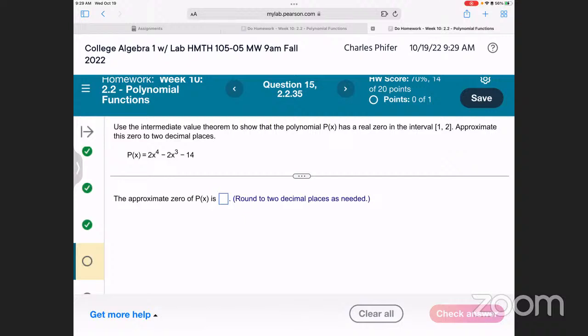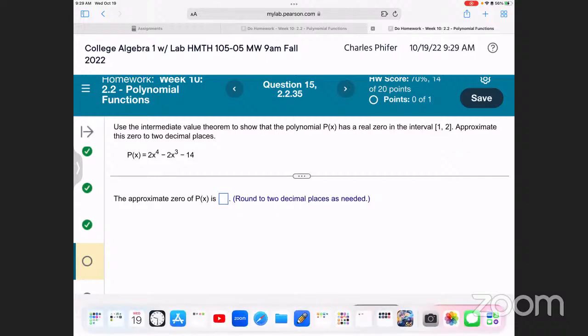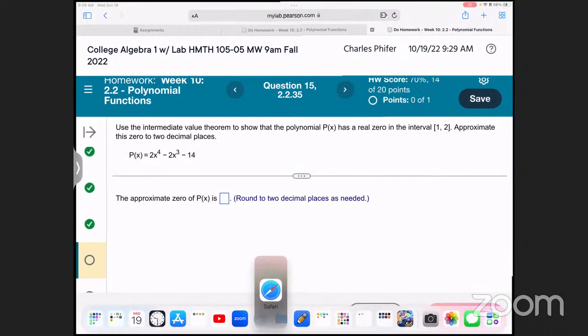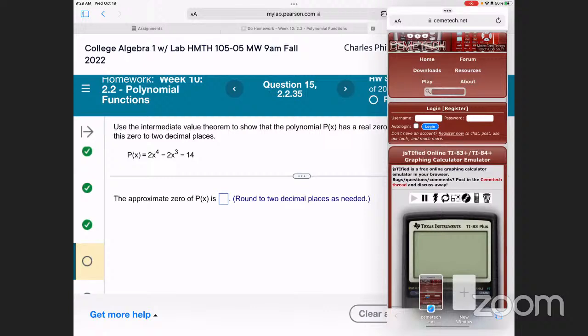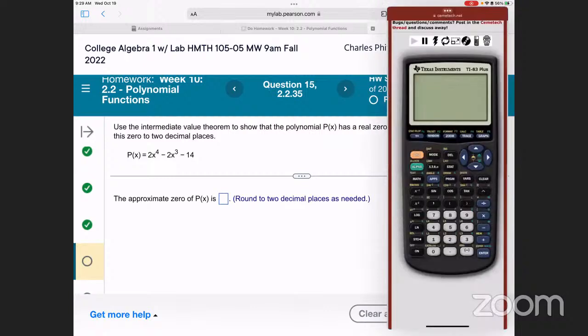So I think I'm gonna just use my calculator. I can have it here. Okay. So let me refresh and reload. First I'm gonna go to my y equals and put in this polynomial, which is 2x to the power of 4 minus 2x to the power of 3. Nope, I missed my x. Minus 14. Okay.